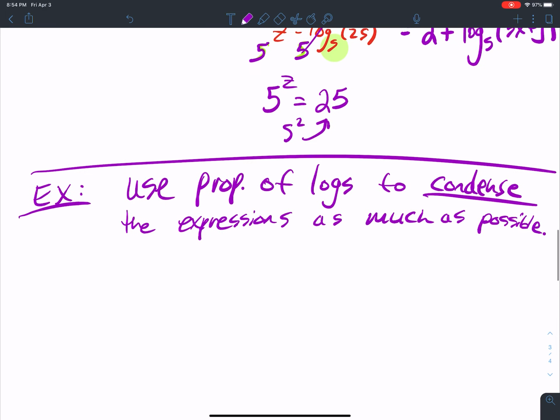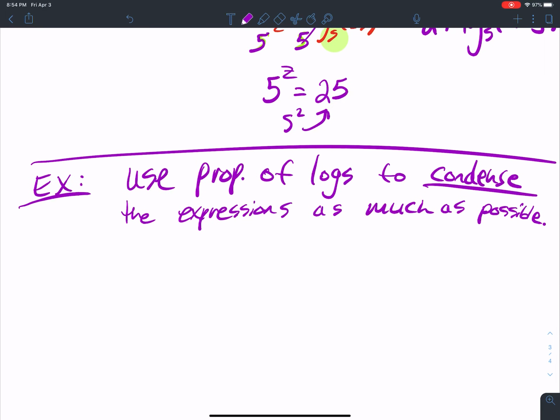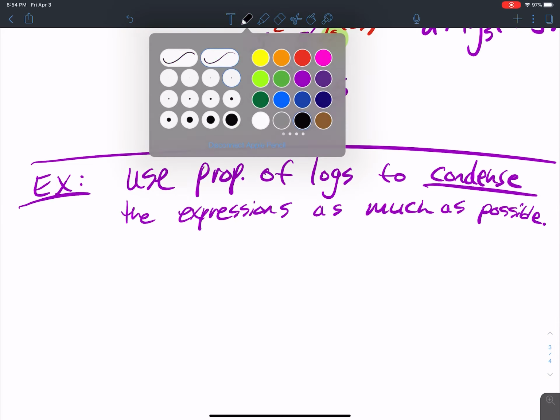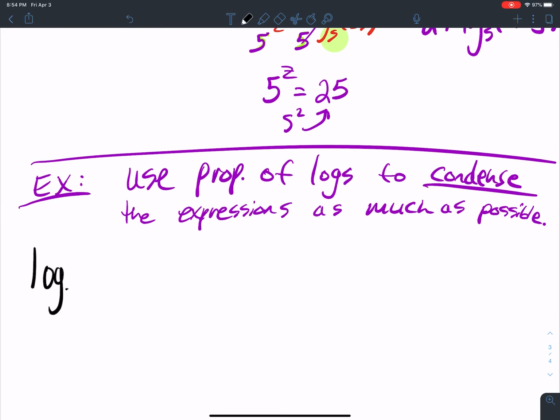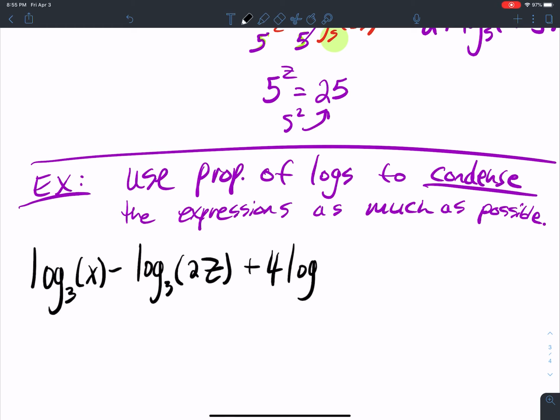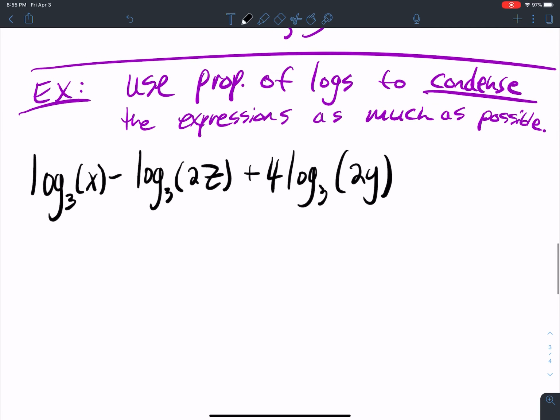Okay. So I want to condense as much as possible. I start in an expanded form: log base 3 of x minus log base 3 of 2z, plus 4 log base 3 of 2y. How do I condense this?